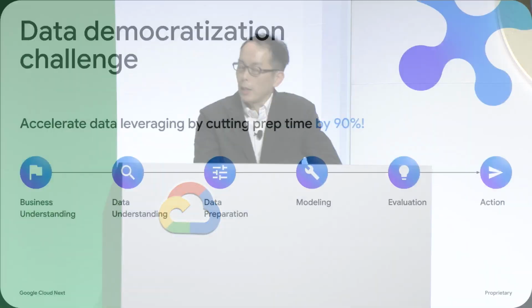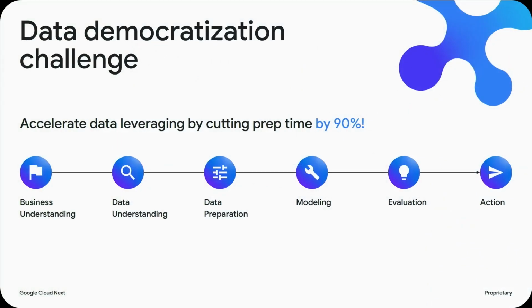Let me paint a picture. Imagine you are a marketer at a large enterprise. You need data to plan a campaign, but you are not a specialist. So you send a request to an analyst. The analyst is great at their job, but they already have 5 requests ahead of yours. So you wait. You wait 1 week, sometimes 2. By the time the answer comes back, the campaign window has passed.